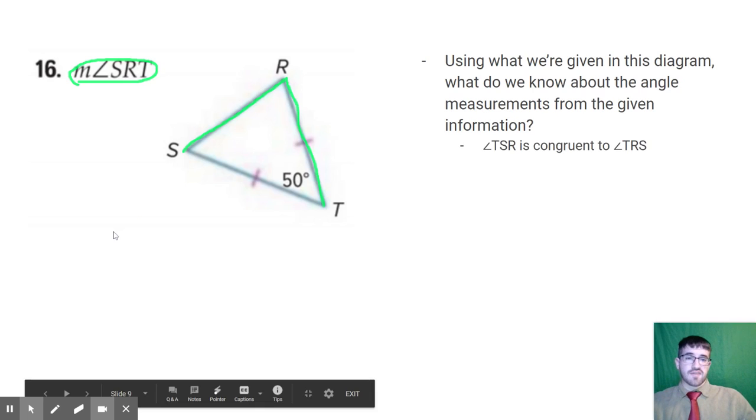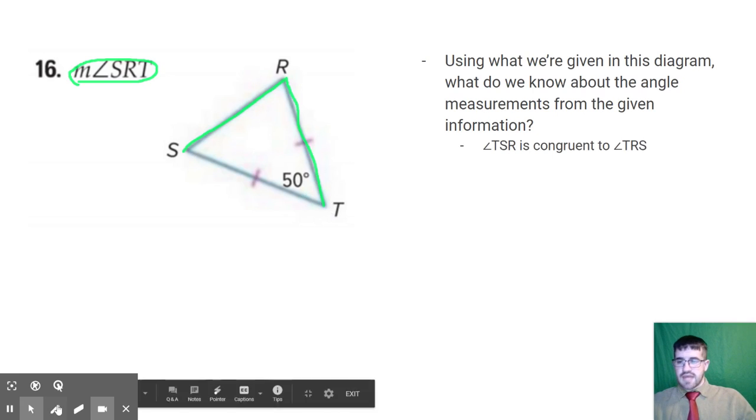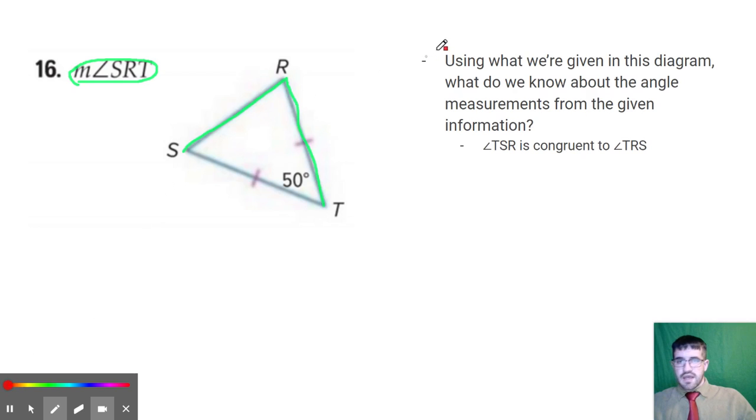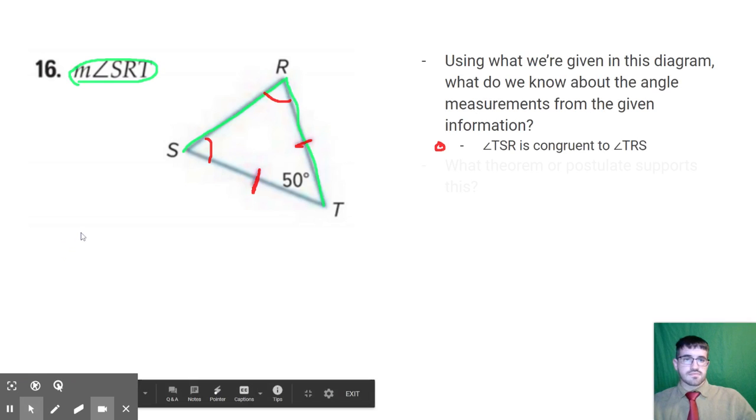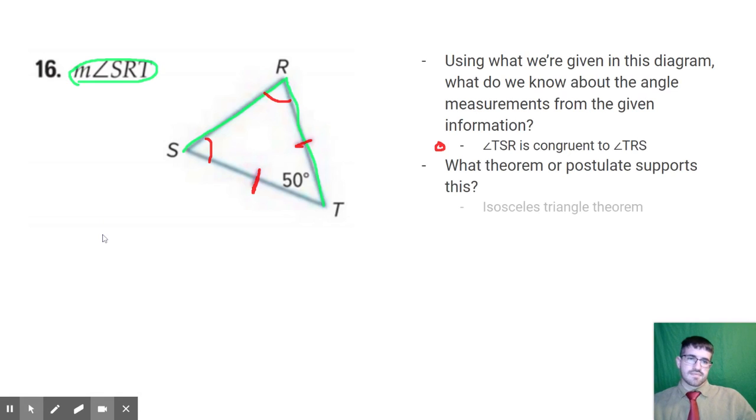Just like in the previous problem, we know that angle TSR is congruent to angle TRS. And I'm going to mark that in red here, because we have the congruent sides here. So it's the angles opposite of those sides, or the sides opposite of those angles, depending which theorem you're trying to use. Which theorem supports that? The isosceles triangle theorem, of course. It's our favorite theorem for this section.